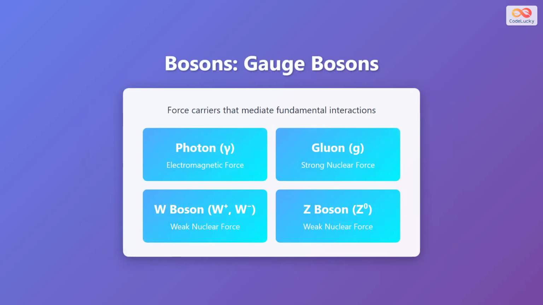Now let's talk about the force carriers, known as gauge bosons. The photon carries the electromagnetic force and is responsible for all electromagnetic interactions, including light itself. Gluons carry the strong nuclear force and bind quarks together inside protons and neutrons. The W boson comes in 2 varieties, W+ and W-, while the Z boson is electrically neutral. Together, the W and Z bosons mediate the weak nuclear force, which is responsible for certain types of particle decay and plays a crucial role in nuclear fusion processes like those occurring in the sun.